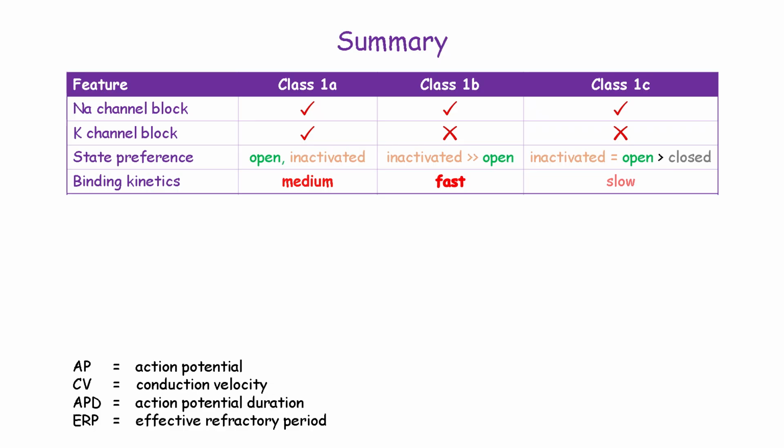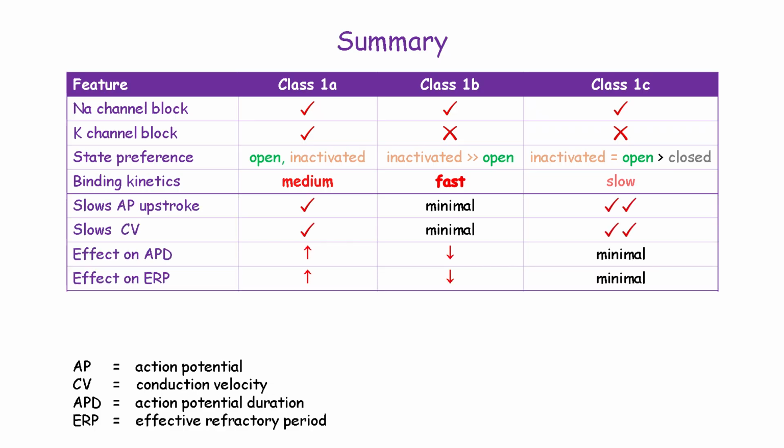These properties translate into their effects on the cardiac action potential. Class 1C drugs cause the most marked slowing of depolarization and conduction. Class 1B drugs have minimal effect on the upstroke, but uniquely shorten the action potential by blocking the late sodium current. Class 1A drugs slow conduction and prolong repolarization due to their dual sodium and potassium channel block.